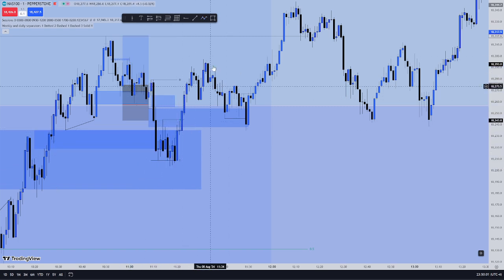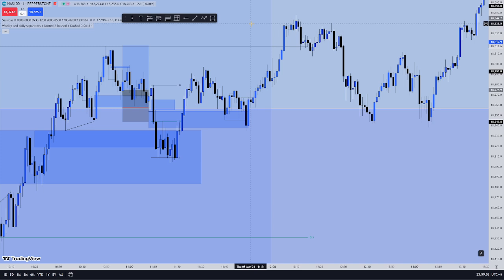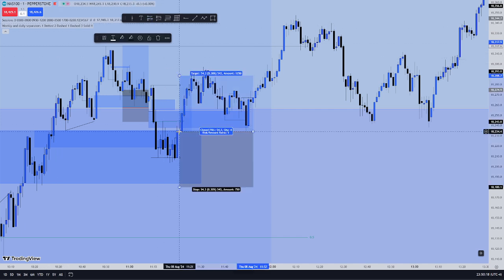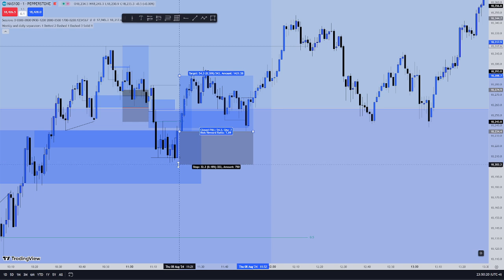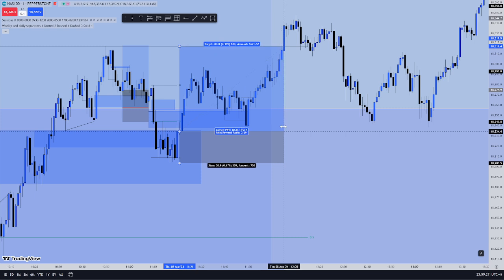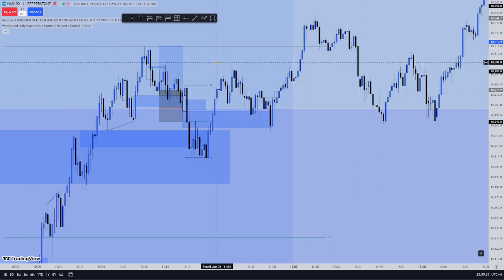If I entered off of there with my bias in mind, with my confidence in check, with the break of structure and the Ferrari gap, my strategy in check, I could have caught a pretty great risk to reward trade. Yeah, I could have potentially done that. So yeah, this is the only trade I took.